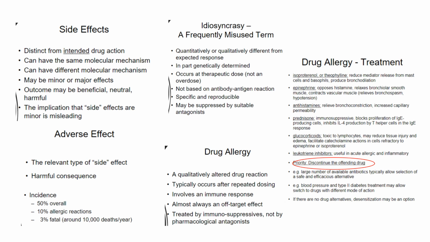Idiosyncrasy is a term used to define anything that's unexpected relative to the real result. A key thing about idiosyncrasy is that it is replicable, meaning you can do it more than once, or reproducible, and it's also reversible by an antagonist or an inverse agonist, which is really rare. This term is misused a lot.